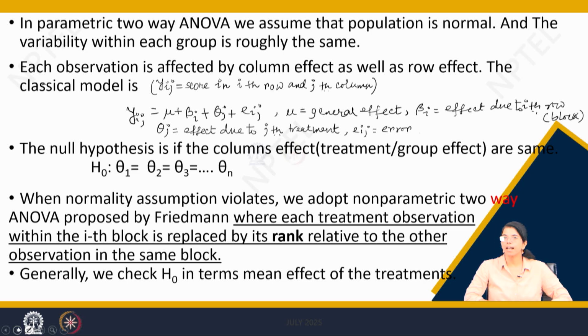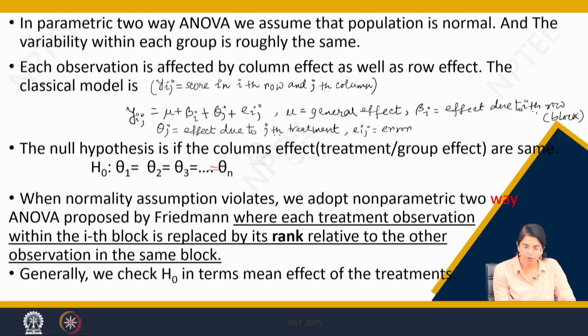Generally, the null hypothesis under two-way ANOVA is whether the column effects, the treatment effects, are the same or not. So, H0: theta 1 = theta 2 = theta 3 = ... = theta n. Here there will be equality. Okay, clear? When the normality assumption is violated, we adopt the non-parametric two-way ANOVA proposed by Friedman, where each treatment observation within the ith block is replaced by its rank relative to the other observations in the same block.